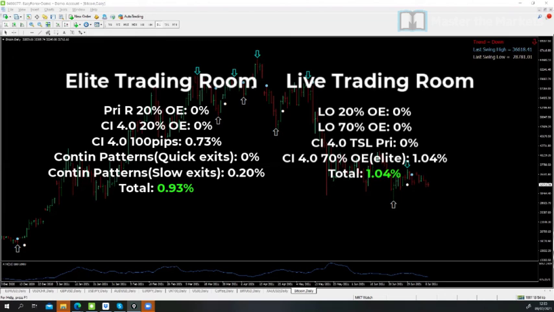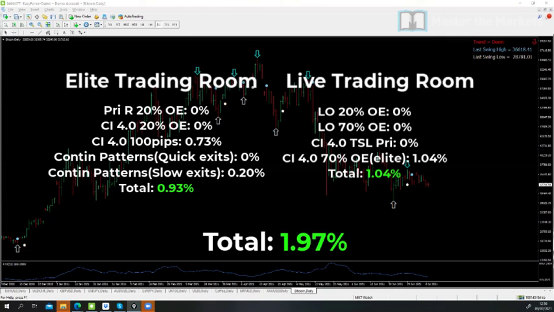Cash in TSL primary, there's a trade running but not closed out yet, so there's nothing on the primary. But on the cash in 4.070% OE elite, which is also the 1 day exit, we had a 1.04% to the upside. So that's a profit of 1.04% on there. And the total across two rooms, the elite room at 0.93% and the live trading room at 1.04%, gives us a total of 1.97% for both rooms this week.